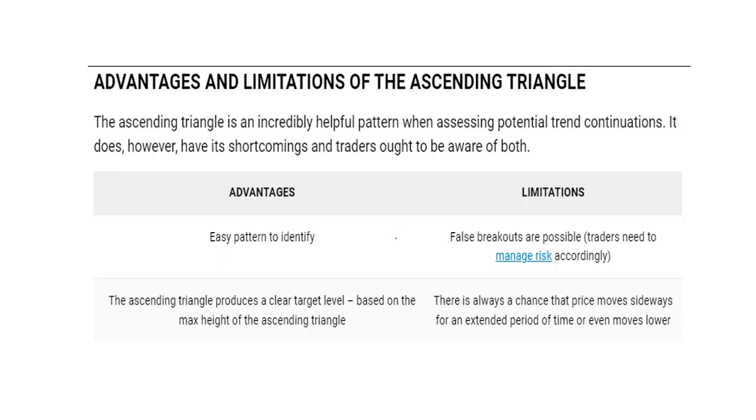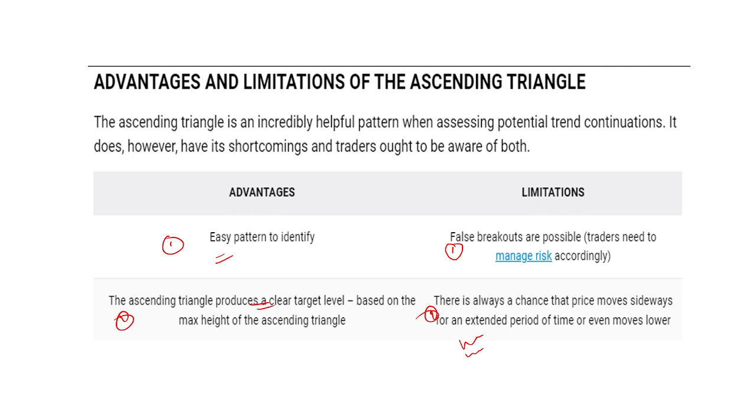Now there are certain advantages and disadvantages in the ascending triangle pattern. The first advantage is that it is very easy to identify the ascending triangle pattern. The second advantage is that we can have a very clear target level. We can easily identify what should be a target. But it has certain limitations. The first limitation is that at times false breakouts also take place. Second, the market moves into the consolidation phase for a very long while.